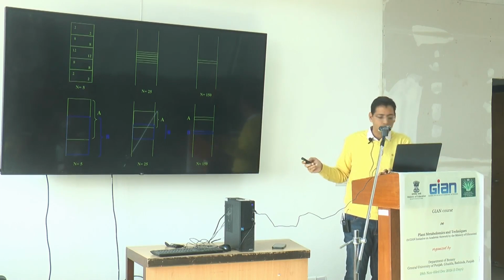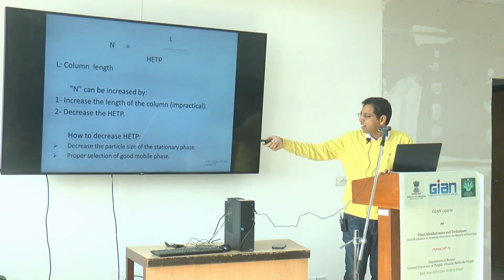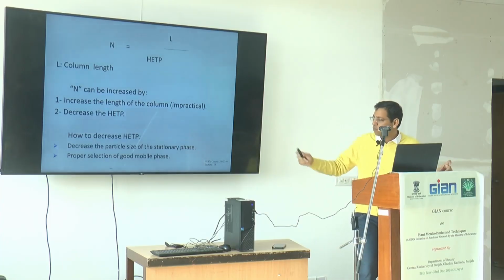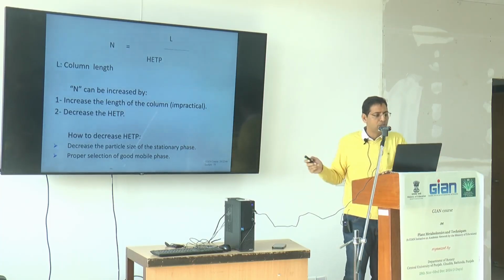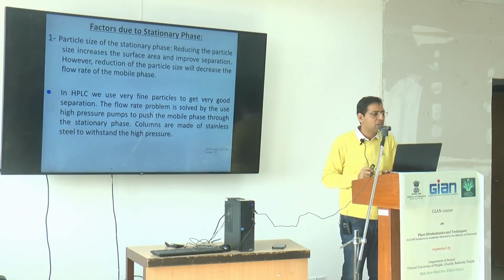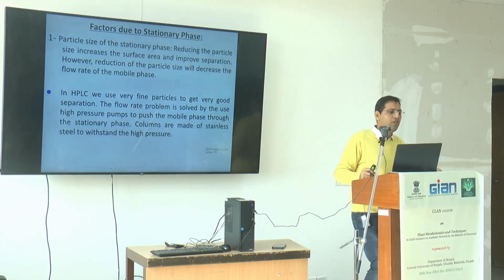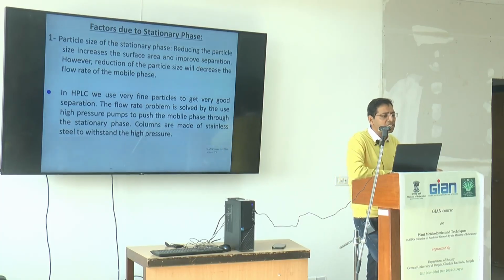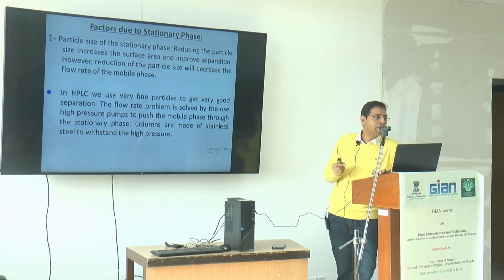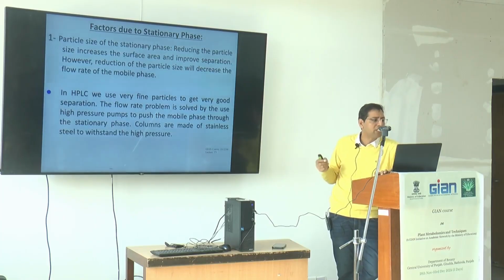So these were the points. Now you can understand we can increase the number of plates by decreasing the particle size of the stationary phase and by selecting the appropriate mobile phase. So you have to go ahead with method development using such practice. How can you decrease particle size? We use a ready-made column, so particle size is not a bother for us, but you have to find out which type of column you are using for your work. Flow rate is a major issue, by using high pressure pumps.